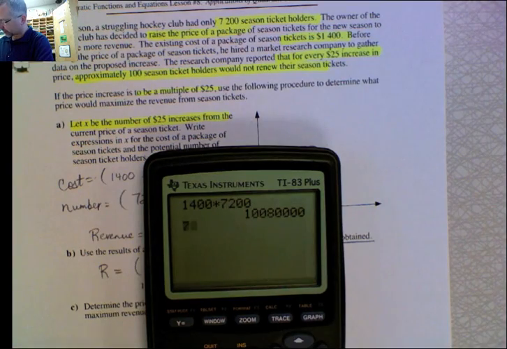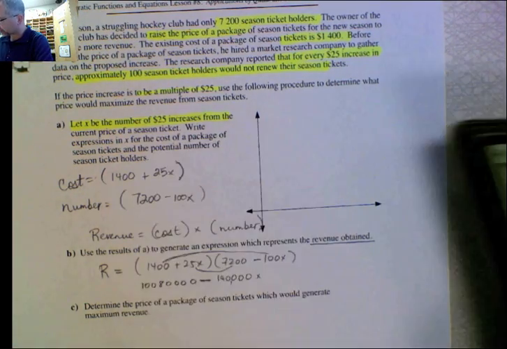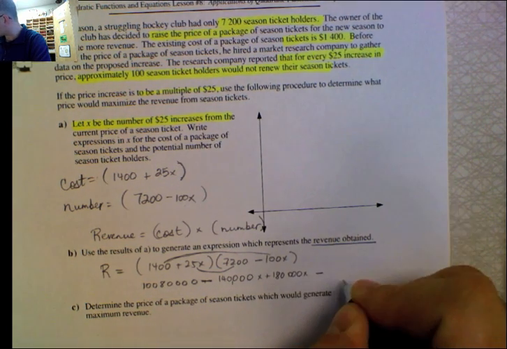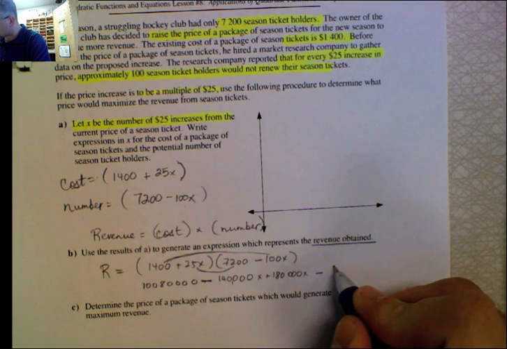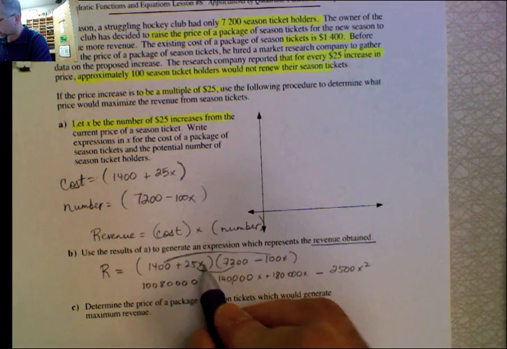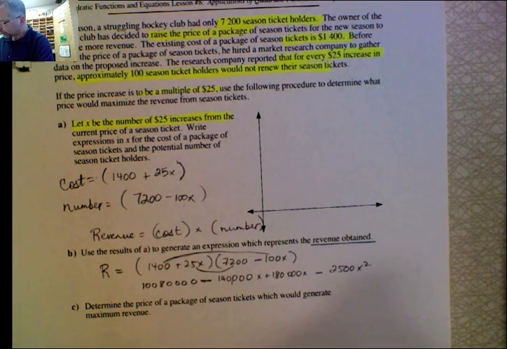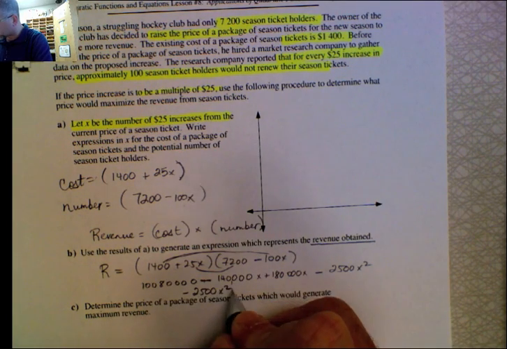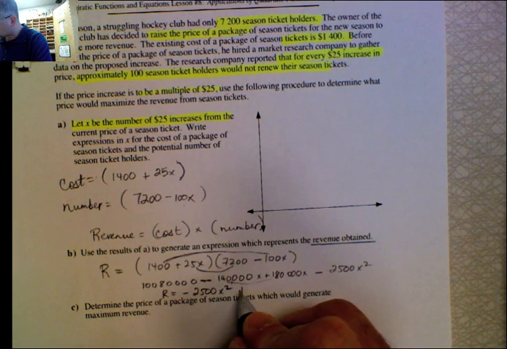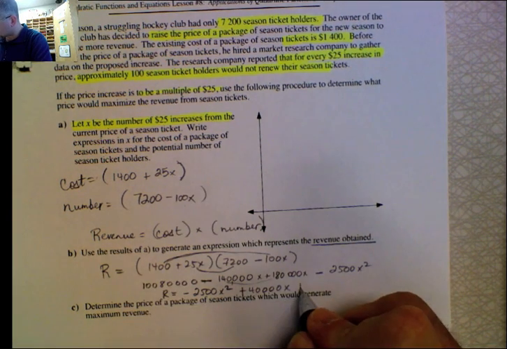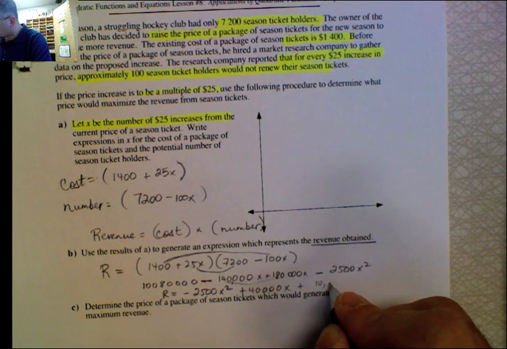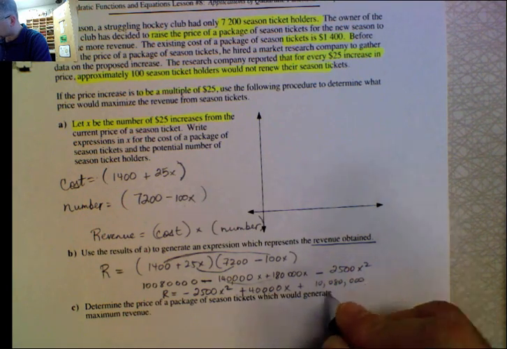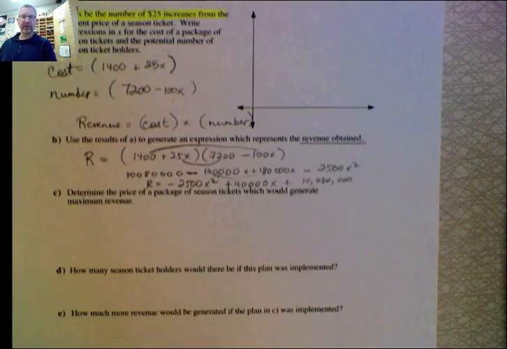7,200 times 25 is going to give us 180,000x. And we're going to get negative 25 times 100, which will give us negative 2,500x squared, because x times x is x squared. So if we finish this off, we're going to have negative 2,500x squared. This is going to give us plus 40,000x, and that's going to give us plus 10,080,000. Okay, so that's our equation for this situation.